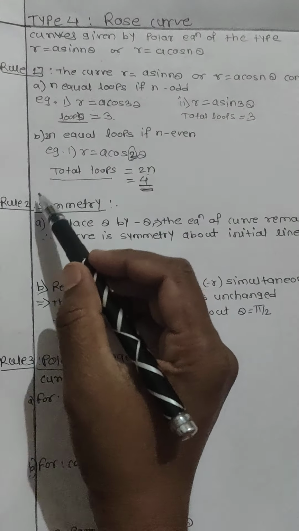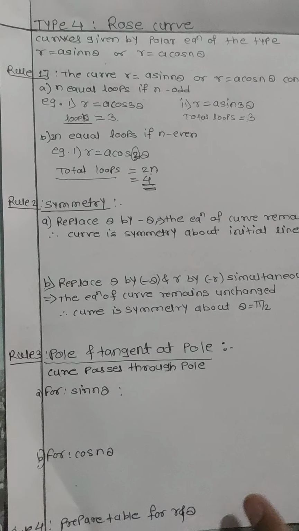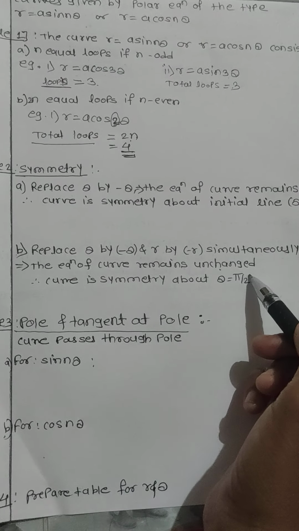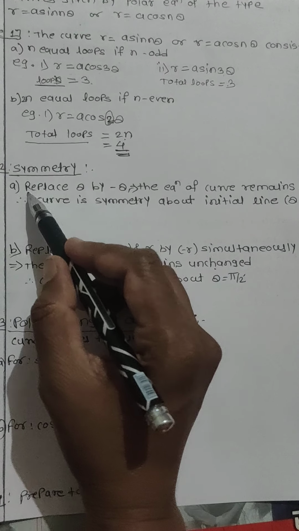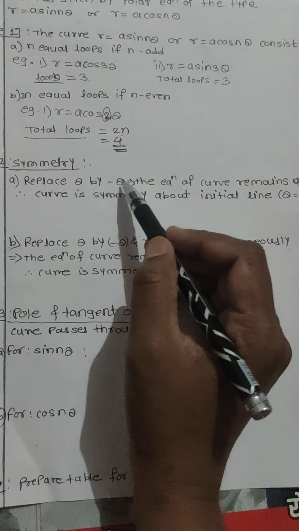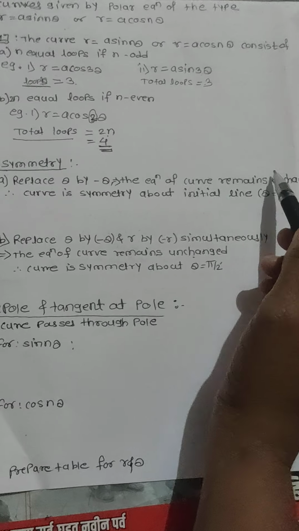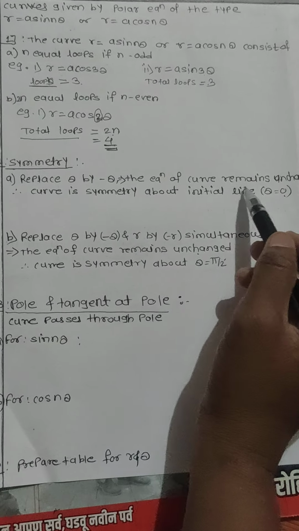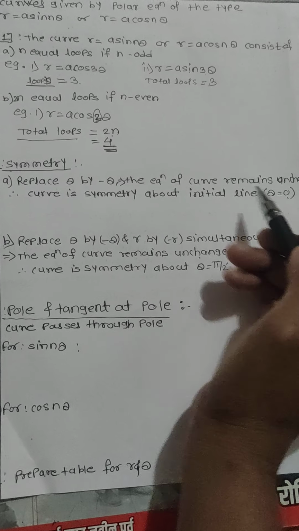After that, see what is rule 2? Symmetry. We have to check whether the curve is symmetric about the initial line or symmetric about theta equal to pi by 2. See the first: replace theta by minus theta, and if the equation of the curve remains unchanged, then we say that the curve is symmetric about the initial line. That means theta equal to 0, the x-axis.